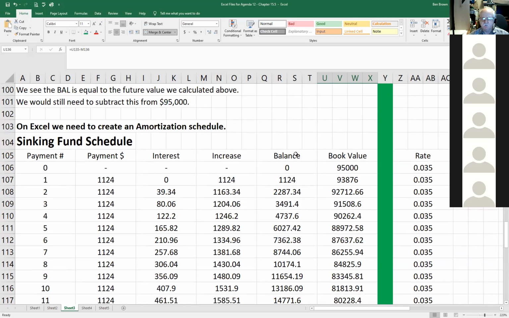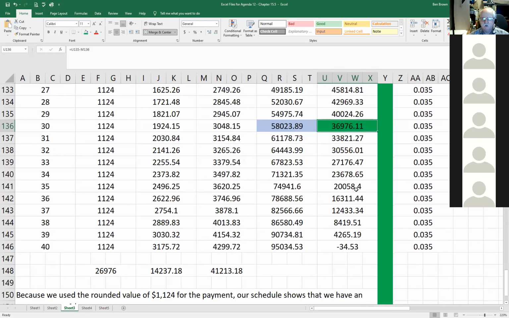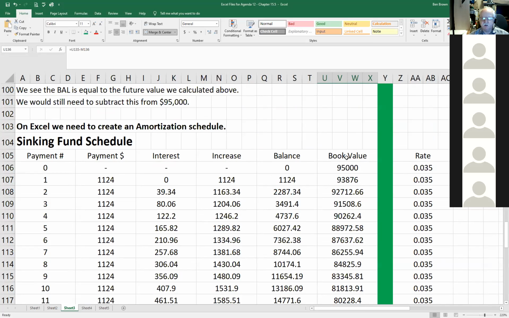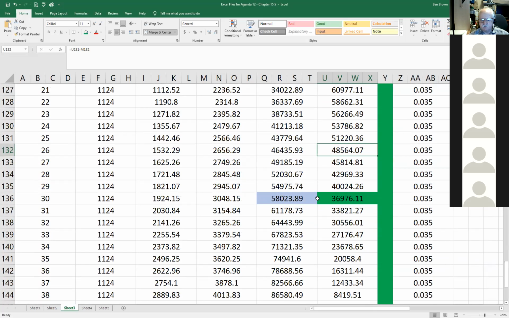you have the balance, which is showing you how the money is adding up. And you have the book value, which is basically working down from 95,000. So in the schedule, we get both the future value of the payments and we get what the book value would be at that point. The book value meaning how much is left to earn on the sinking fund.